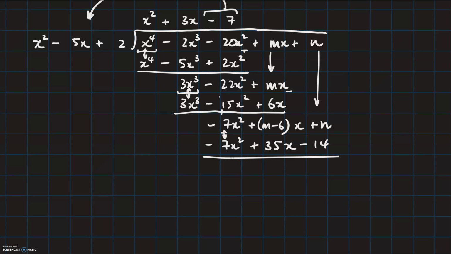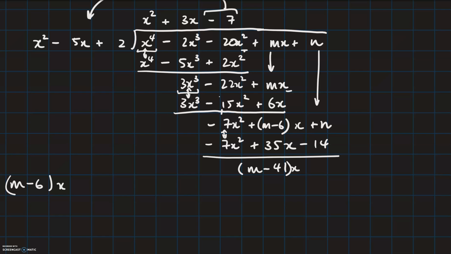m minus 6x minus 35x is going to be m minus 41x. If you want to check, you can expand that out. m minus 6x minus 35x. So that's mx minus 6x minus 35x, mx minus 41x. And I think I'm about to run out of time for this video. I'll continue this example in the next one.